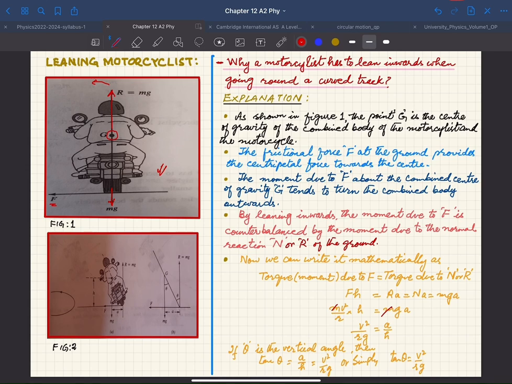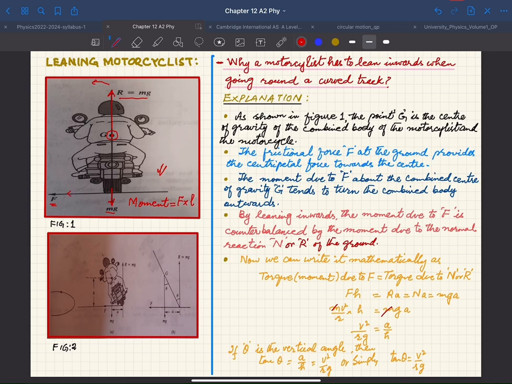What will happen if you do not lean yourself inwards? Here you can recall a term which we have discussed before: moment. What is moment? This is force multiplied by the perpendicular distance between the force and the pivot. So this center of gravity will act as a pivot in this case, and if there is no other force, meaning your normal reaction is balancing the weight, or weight is equal to the normal reaction, then what will happen?